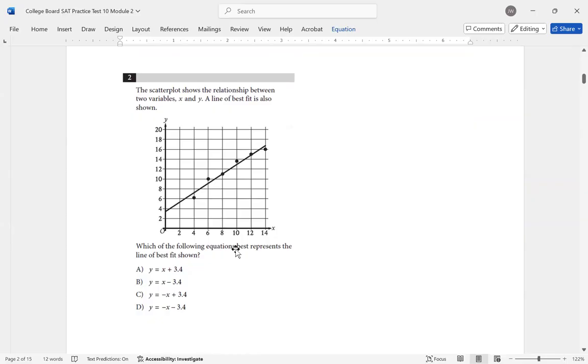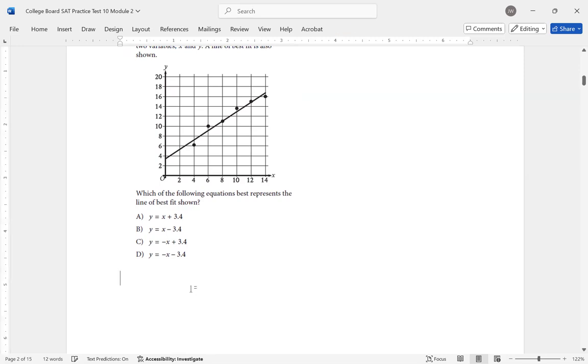Question 2. The scatter plot shows the relationship between two variables x and y. A line of best fit is also shown. Which of the following equations best represents the line of best fit shown? So the first thing I have to do is notice that this line should have a positive slope, because as we move from left to right, we're going up. So it's going to have a positive slope. That means options for my line are going to be either A or B.